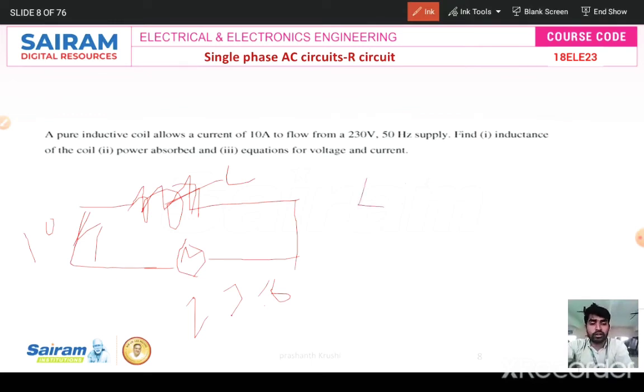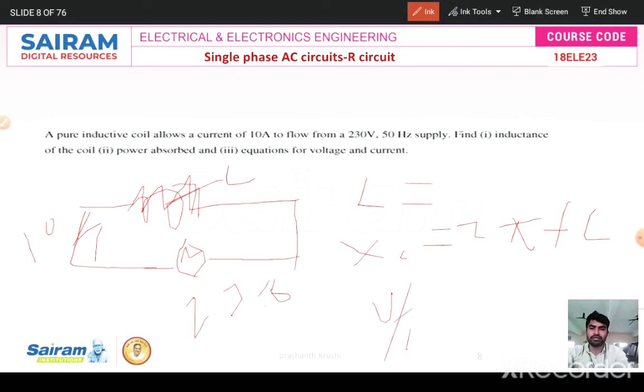L is equal to what? The formula is not given directly. XL is equal to 2 pi fL. So L is equal to XL by 2 pi f. How do you calculate XL? XL is equal to V by I, right? V by I.